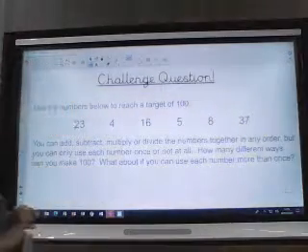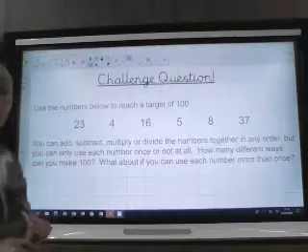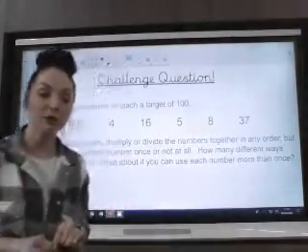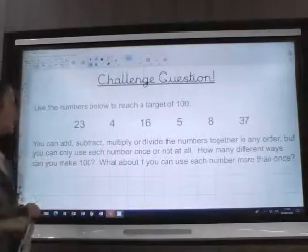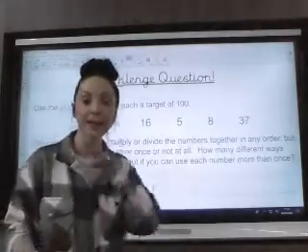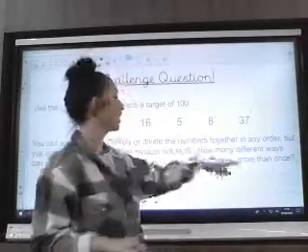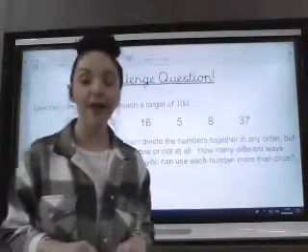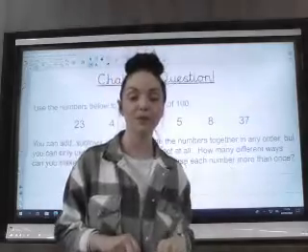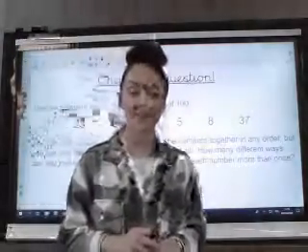How many different ways can you make 100? What about if you can use each number more than once? Okay, so just a little challenge for you. Have a go at making 100. If you haven't used all the numbers, can you have another go and try and use every single number? And then have a go and see how you could get there if you can use the numbers more than once. Okay, so a nice little challenge there for you to finish off today's lesson.